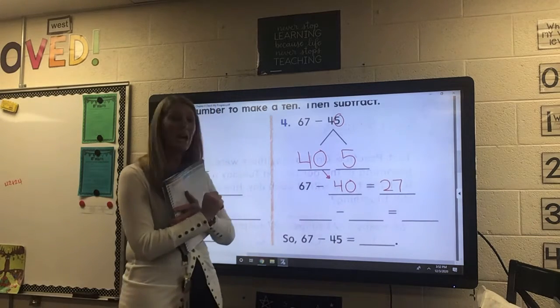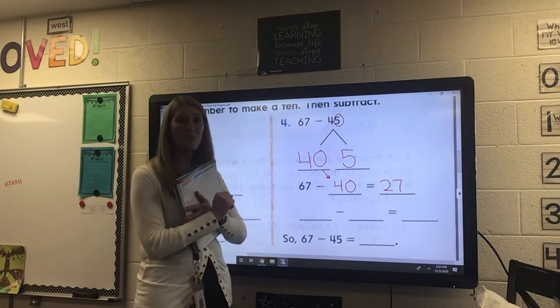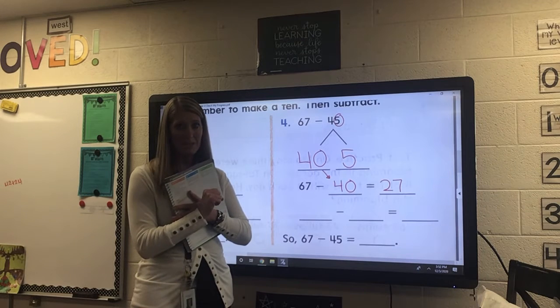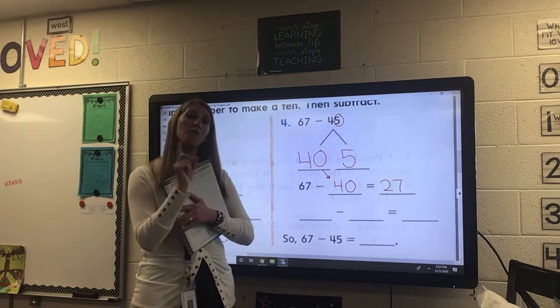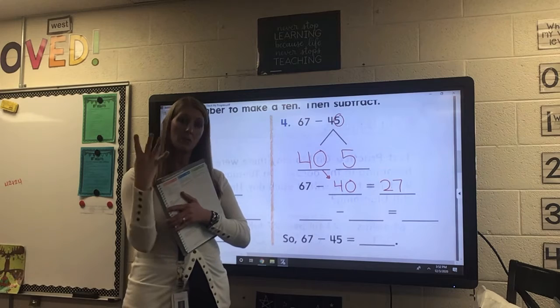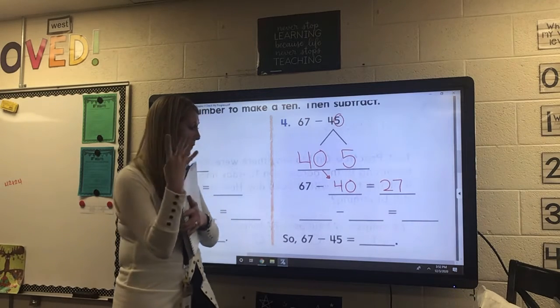Let me double check it by counting backwards by tens. If I start with 67, I can go back by tens. 57, 47, 37, 27. That also works.